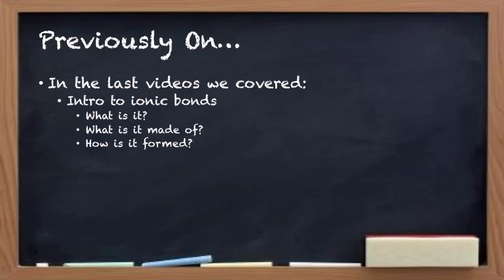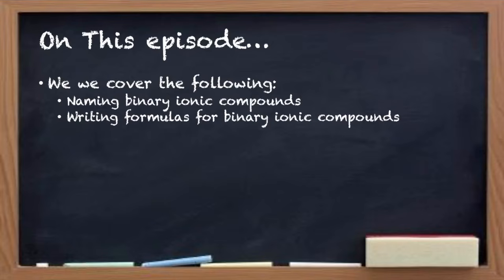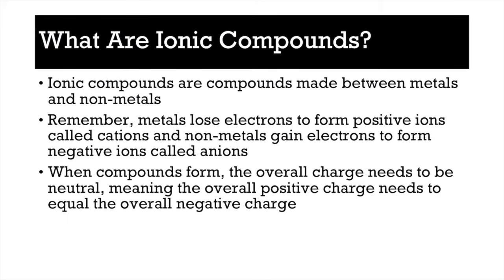So in the last video we covered kind of the basics of ionic bonds, what it was, what it's made of, and how it is formed. And today we're going to talk about how to name formulas and how to write formulas for these binary compounds. Binary means two, so a compound with two different pieces.